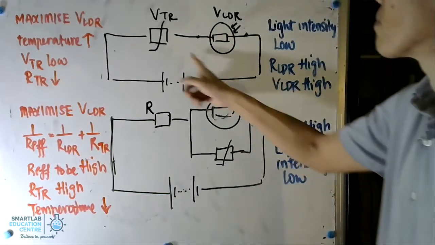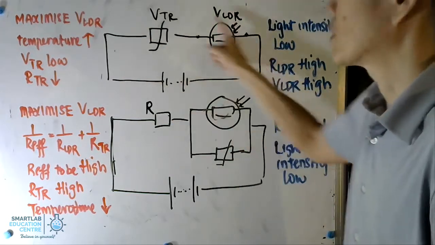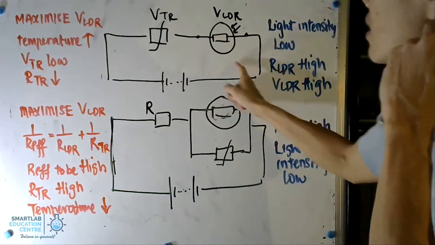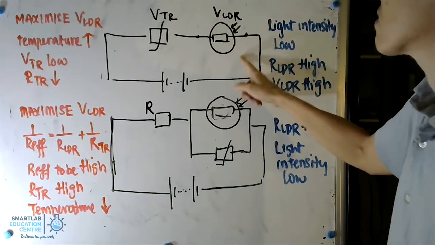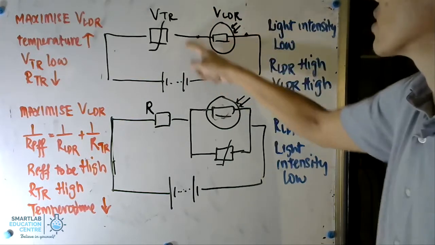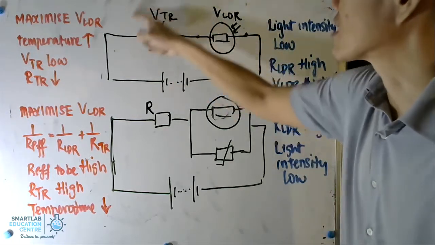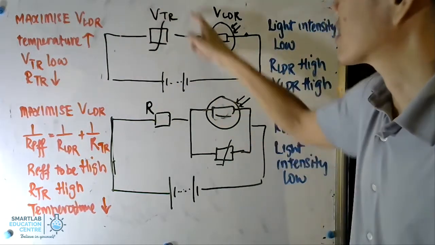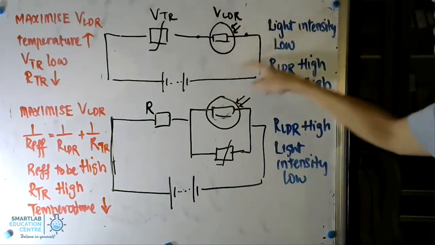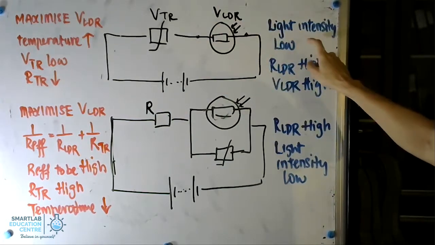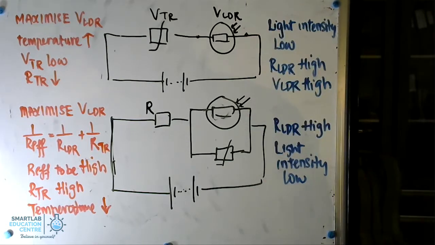Let's now look at circuits that comprise a thermistor and an LDR, light-dependent resistor. In this circuit, they're connected in series. Our intention is to maximize the potential difference across the LDR. To do that, we want the resistance here to be the highest, and we want the resistance here to be the lowest. So for the resistance here to be the lowest, we want the temperature to be high. For the resistance here to be high, we want the light intensity to be low, so that the resistance of the LDR is high, so that the potential difference across it could be high.